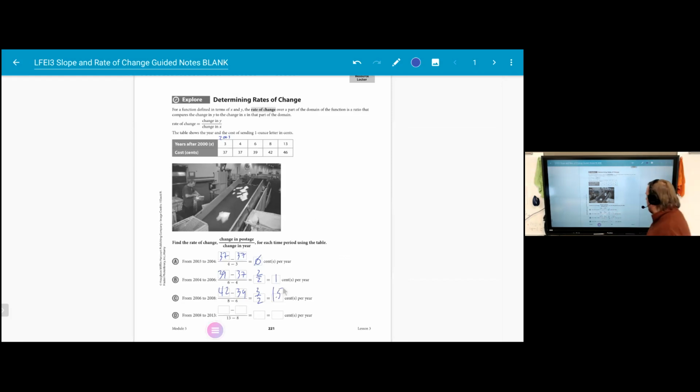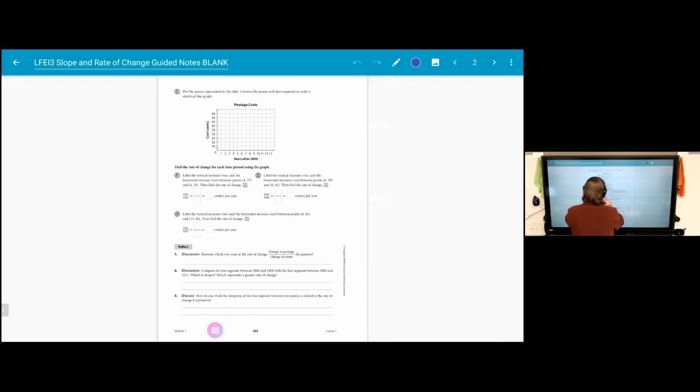I know it's okay to use a decimal: 1.5 cents per year. Our last change from 2008 to 2013, it changed from 42 to 46 cents. In other words, a change of 46 minus 42 divided by 13 minus 8. That is 4 divided by 5, or 8/10 of a cent per year on average. That's the rate of change across the 5 years. It took 5 years, but it did go up 4 cents. On average, the rate of change would be 8/10 of a cent per year. Okay, that's our rate of change.